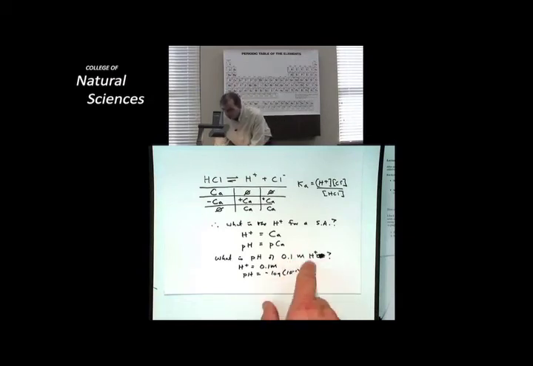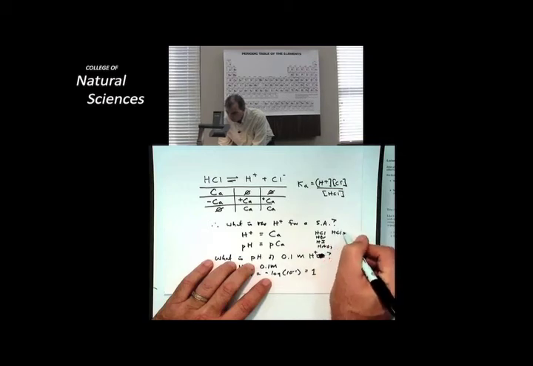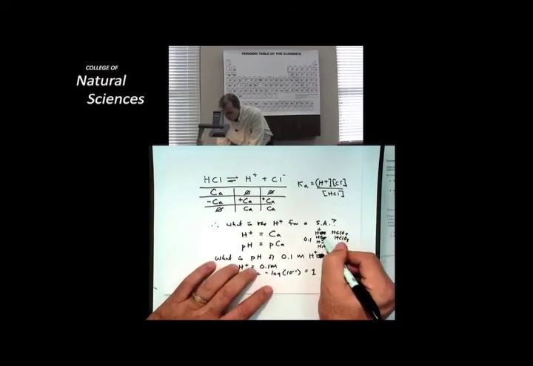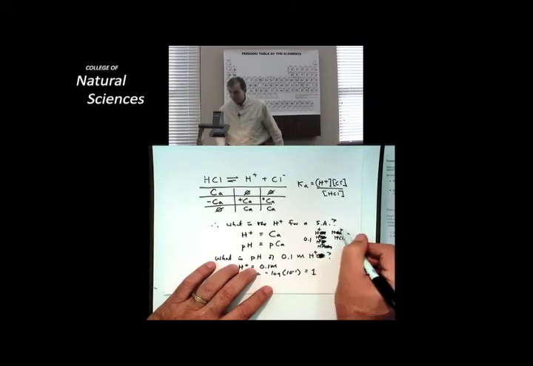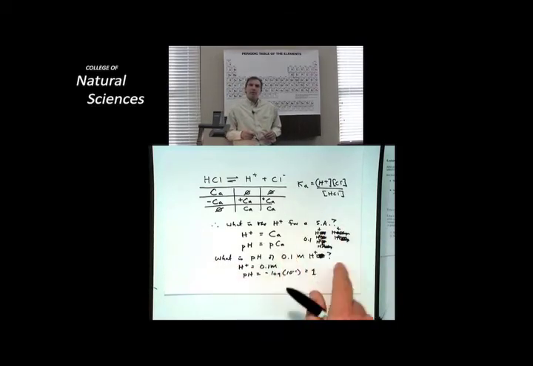But wait, what if I had written HCl, HBr, HI, HNO3, HClO4, HClO3? What if I had written any of those down and it was 0.1 molar? And I got rid of the spectators. The spectators are the salts of the strong acids. These are all strong acids. So every one of these has exactly the same answer.